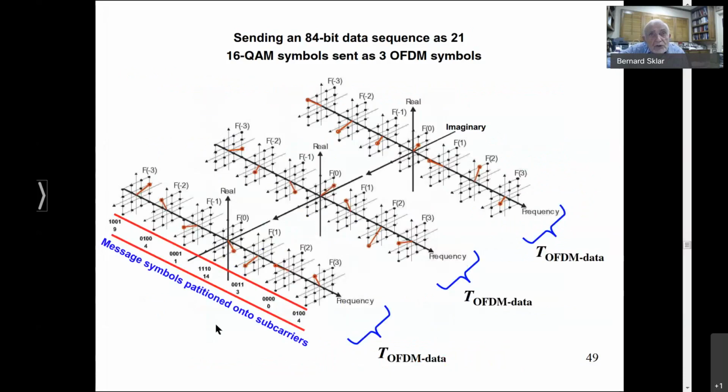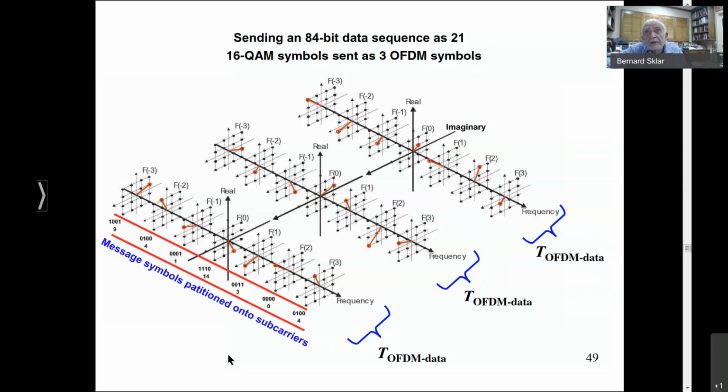So do you see what you're doing? These are the message symbols which are going to be partitioned onto these subcarriers of this grid that we've been working with. And so notice what you have over here. You have a phasor, which is symbol number nine. You have an I, an X and a Y, or an A plus jB, which is symbol number four, symbol number one, 14, and so forth.